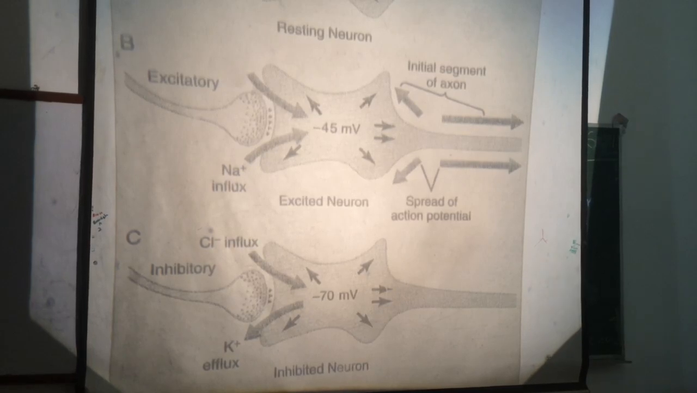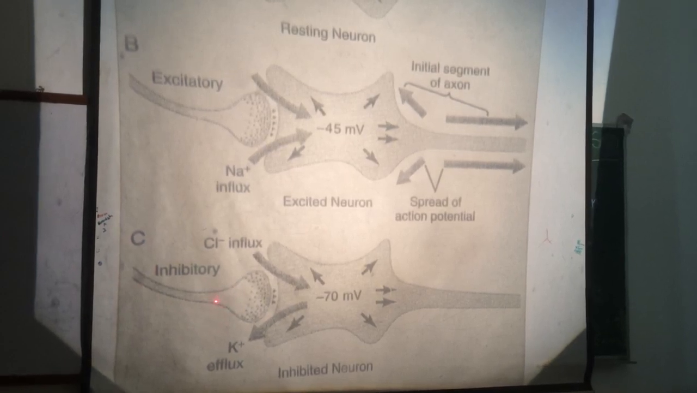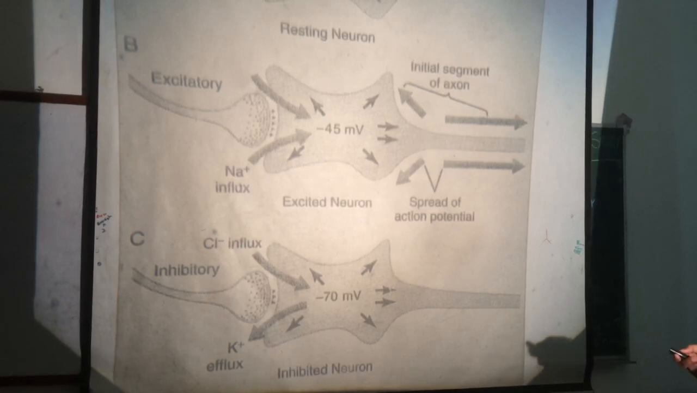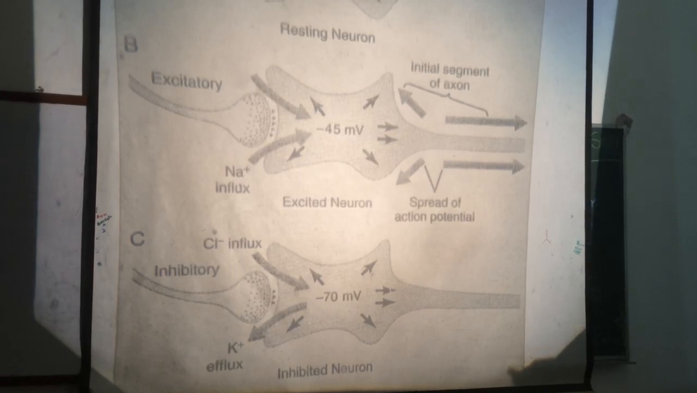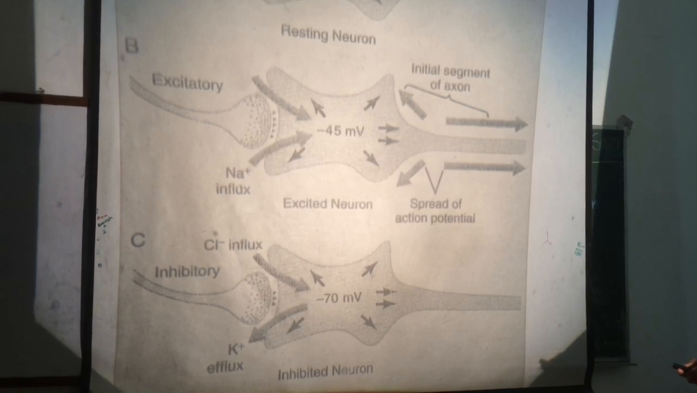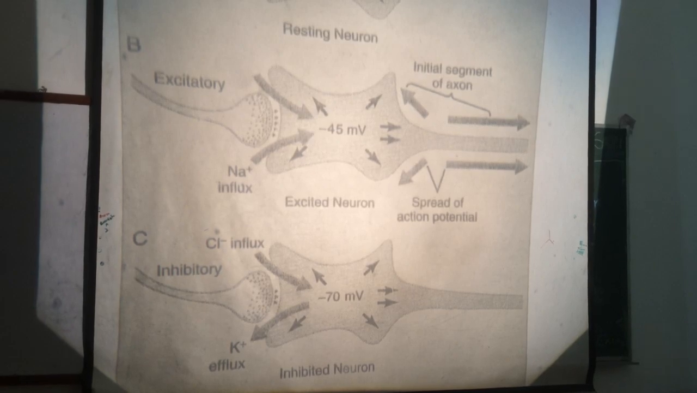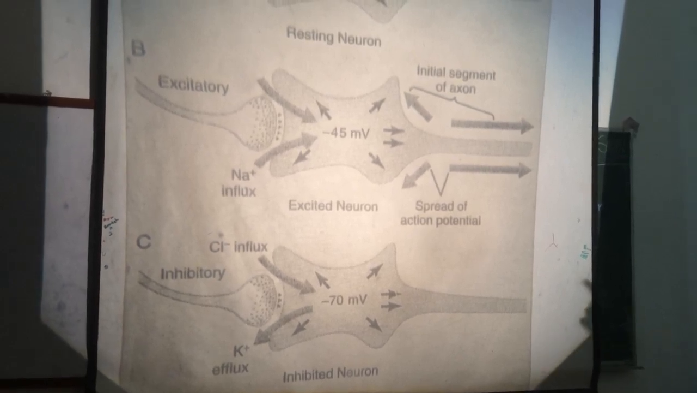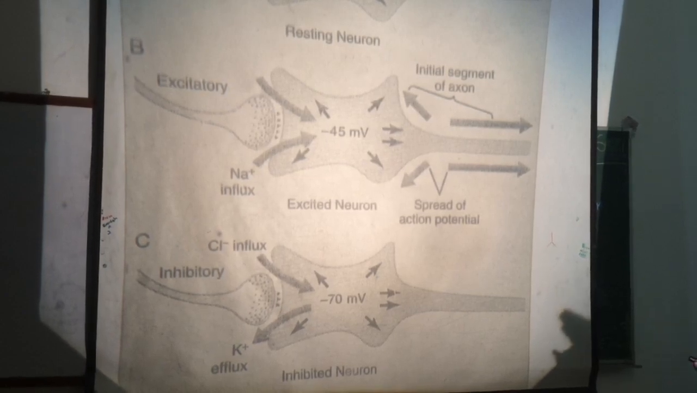I also mentioned last time, there is also presynaptic inhibition, in which the presynaptic knob becomes inhibited. I told you that in presynaptic inhibition, the neurotransmitter is GABA, gamma aminobutyric acid. And in postsynaptic inhibition, the neurotransmitter is glycine.